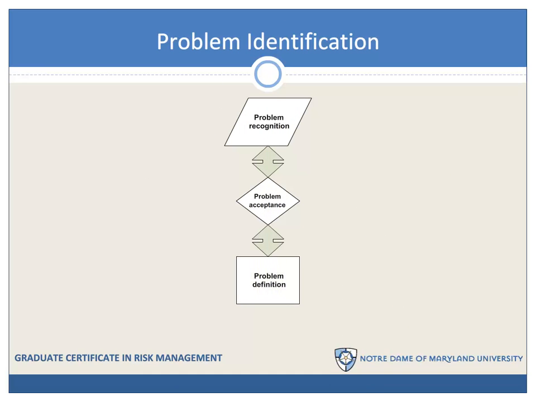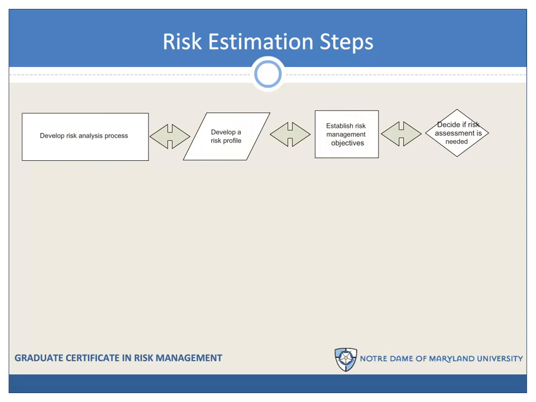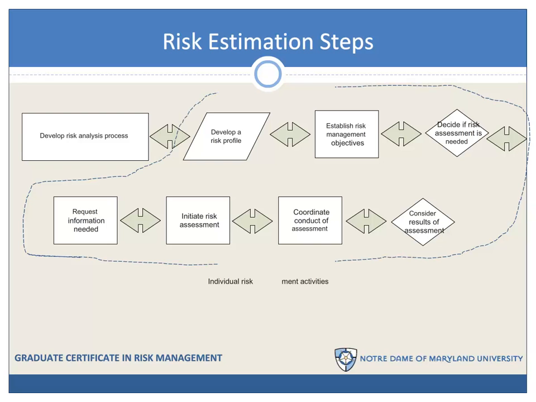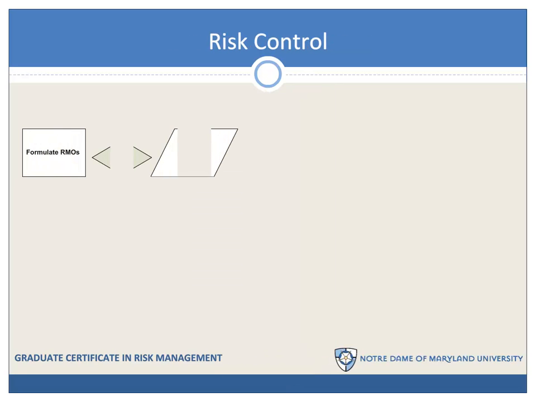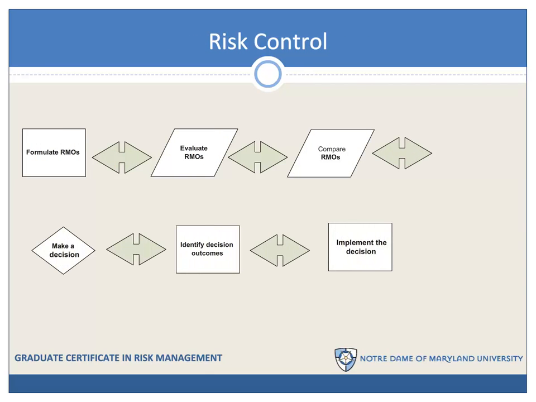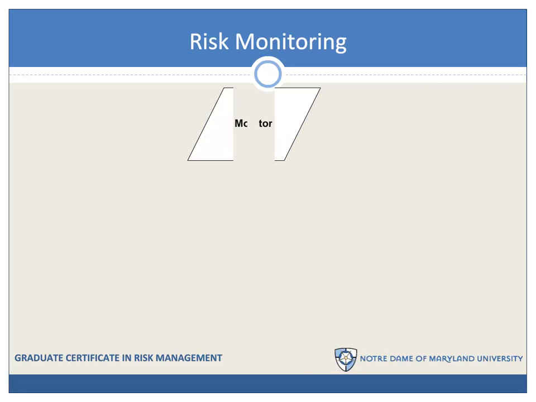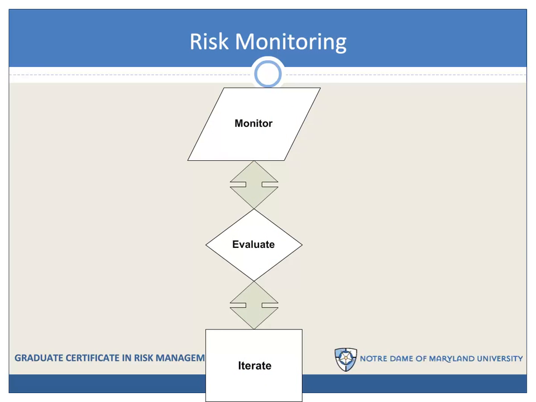The problem identification step has these 3 tasks. There are 8 tasks in the risk estimation step. 7 of them are unique to the risk management activity. The first one, however, would cover all risk management activities done by an organization. Risk evaluation has 3 tasks. The risk control step of our model has 6 individual tasks. Risk monitoring, the final step in our model, has 3 tasks. A week is devoted to each of the steps in this model during this first course.